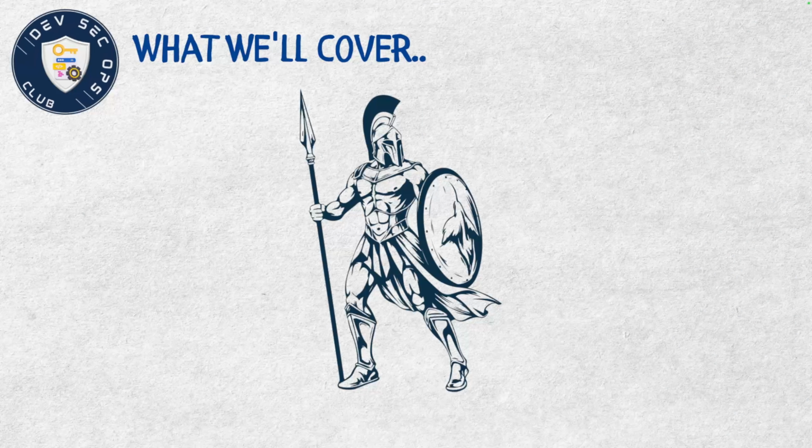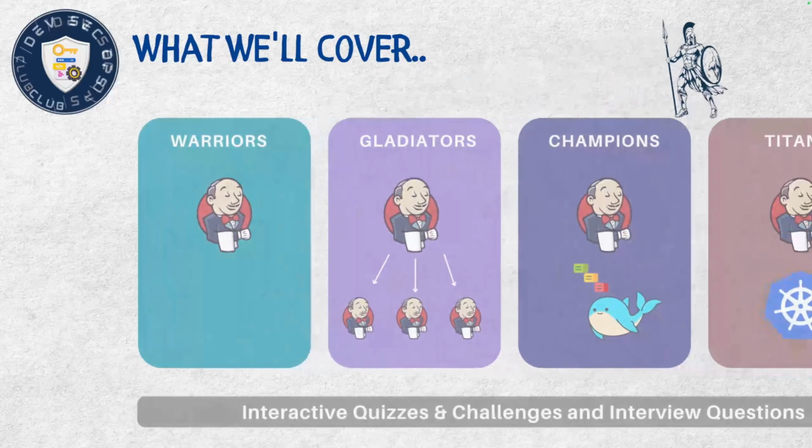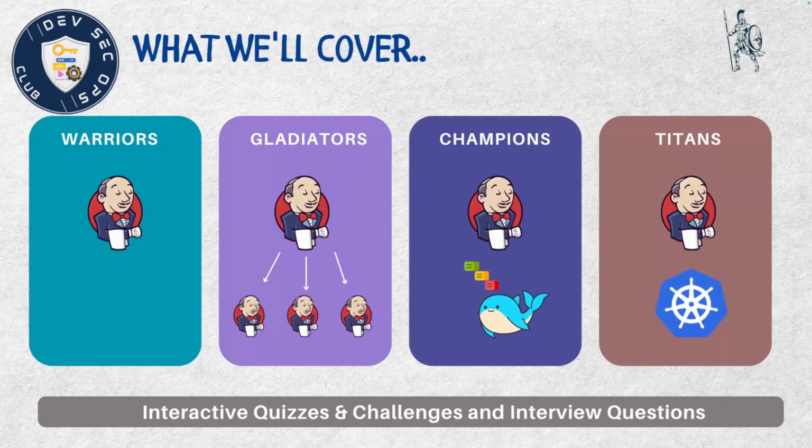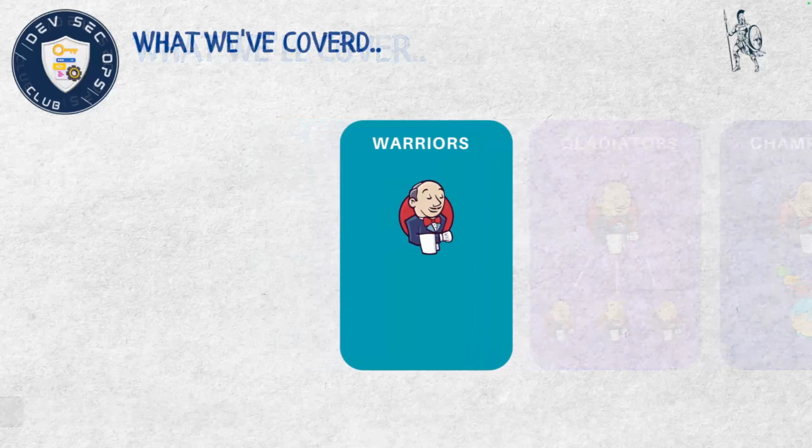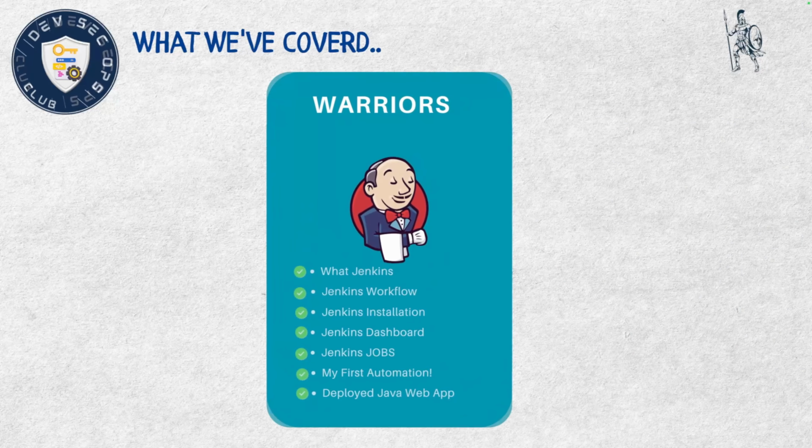What we will cover today. Let's see. So this is our overall agenda for this Day 4. We have given each section or each part a theme: the warrior, gladiator, champions, and titans. I discussed this in great detail in the previous section. Let's quickly recap what we have seen in the last section.